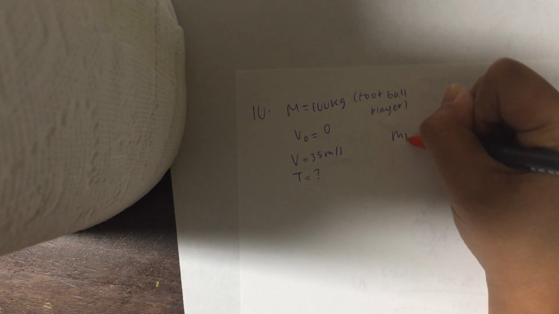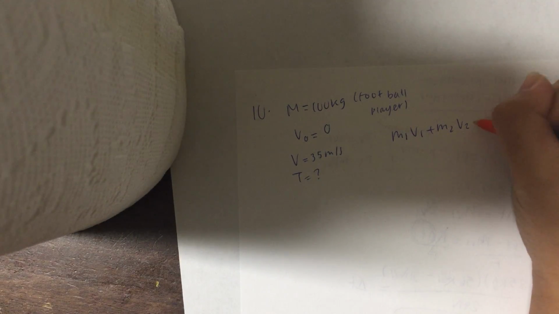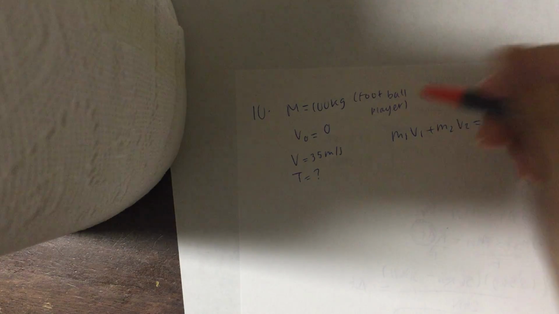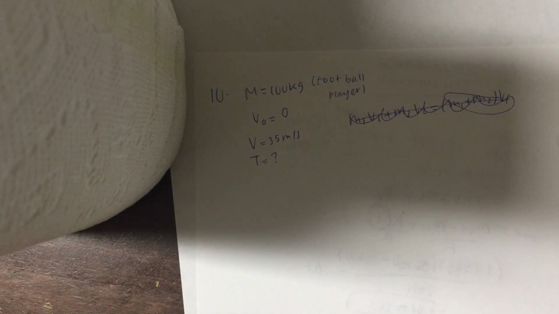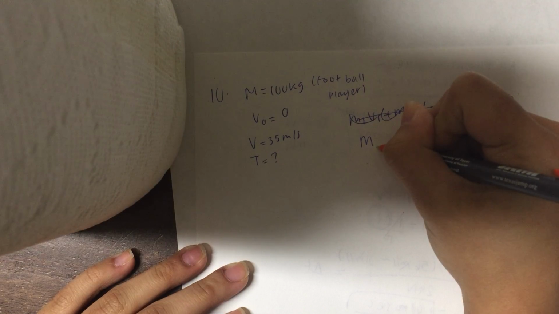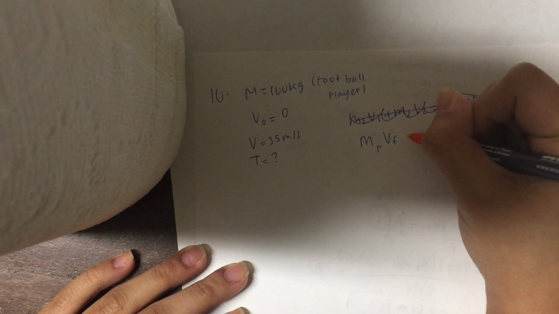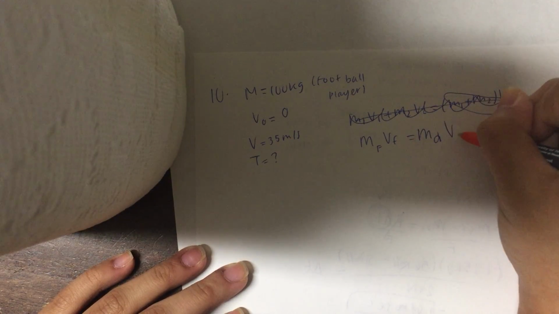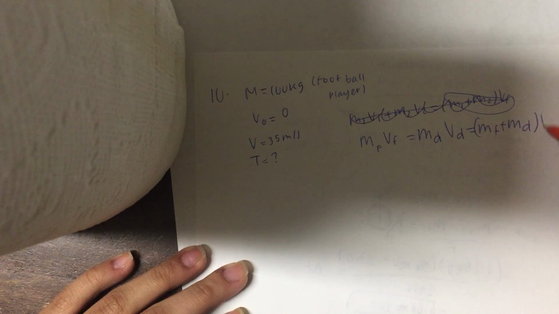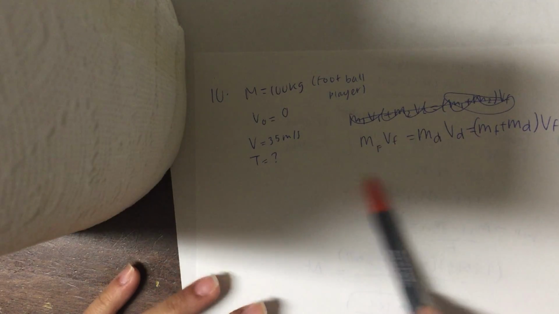So I'm going to use the equation m1 v1 plus m2 v2 equals m1 plus m2 vf. So, no, actually this is the wrong equation. I'm not supposed to use this one. Sorry. So you know the mass of the football player times velocity plus the mass of the dummy times velocity of the dummy equals mf plus md times vf, because this is before the collision and this is after the collision.